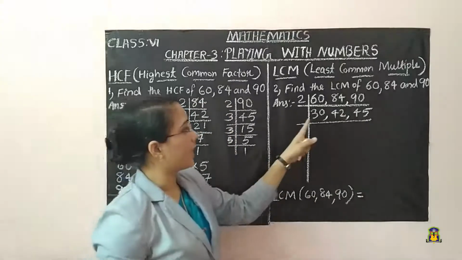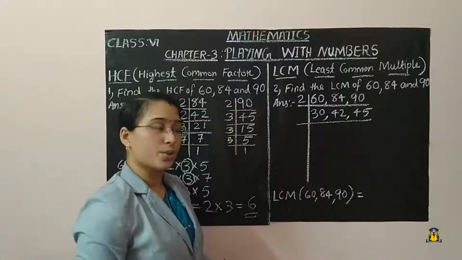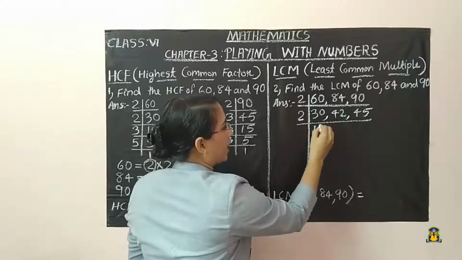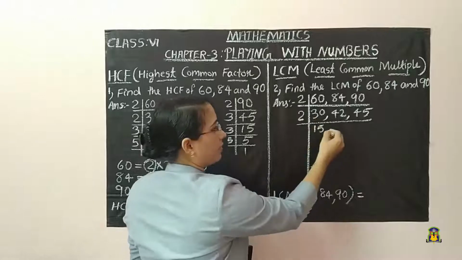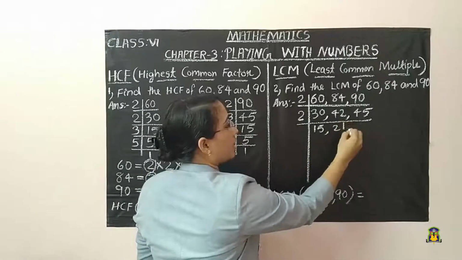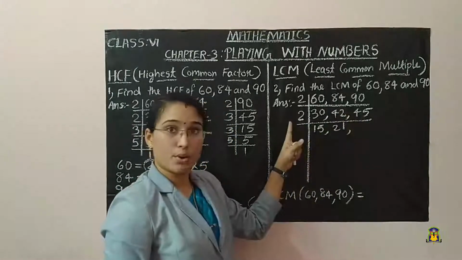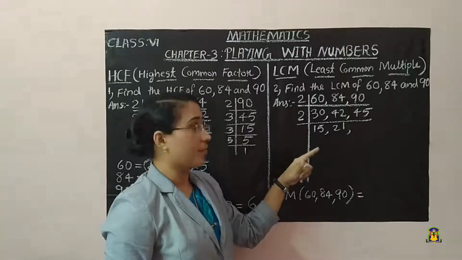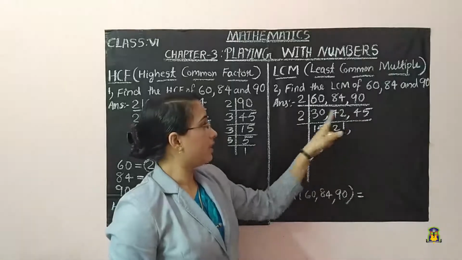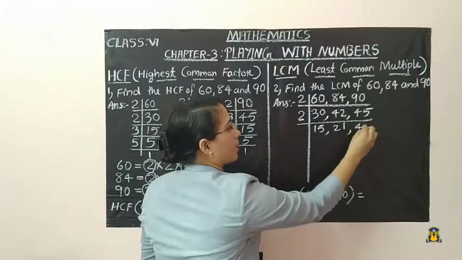After that, check whether 2 is possible for any one of the numbers. Yes, for the first and second numbers 2 is possible. So write 2 here. Then divide by 2: 30 divided by 2 gives 15, and 42 divided by 2 gives 21. Is 45 divided by 2 possible? It's not possible. So what do we do? We rewrite the same number. Here division is not possible, so bring down the same number.